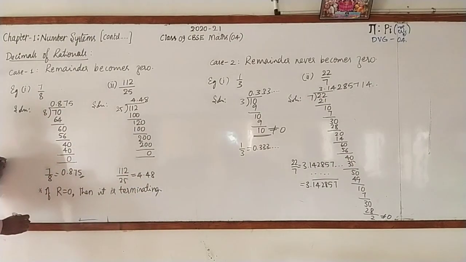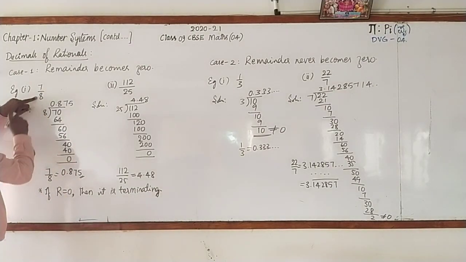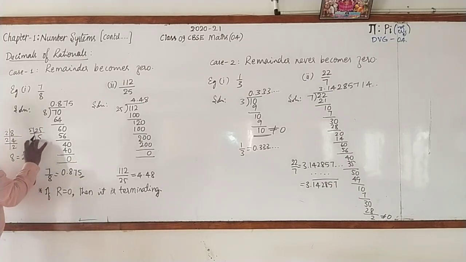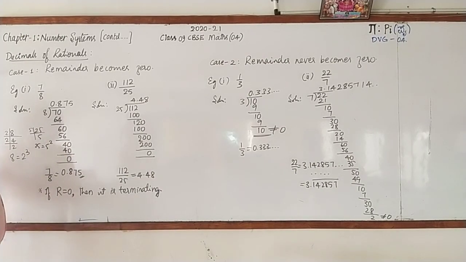Another important point you have to consider: here 7 by 8 is there. In the denominator, 8 is there. What is the factorization of 8? 8 can be written as 2 2s are 4, 2 4s are 8, so 8 is equal to 2 raised to the power 3. Then 25 is there. Here also find out the factorization. 5 5s are 25. So 25 can be written as 5 raised to the power 2.